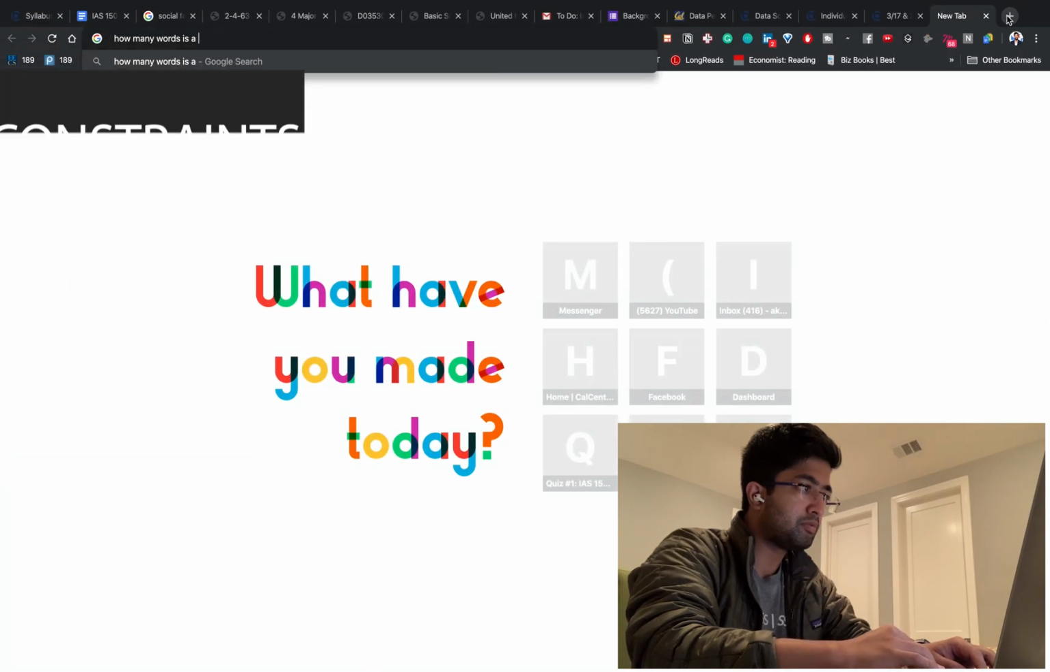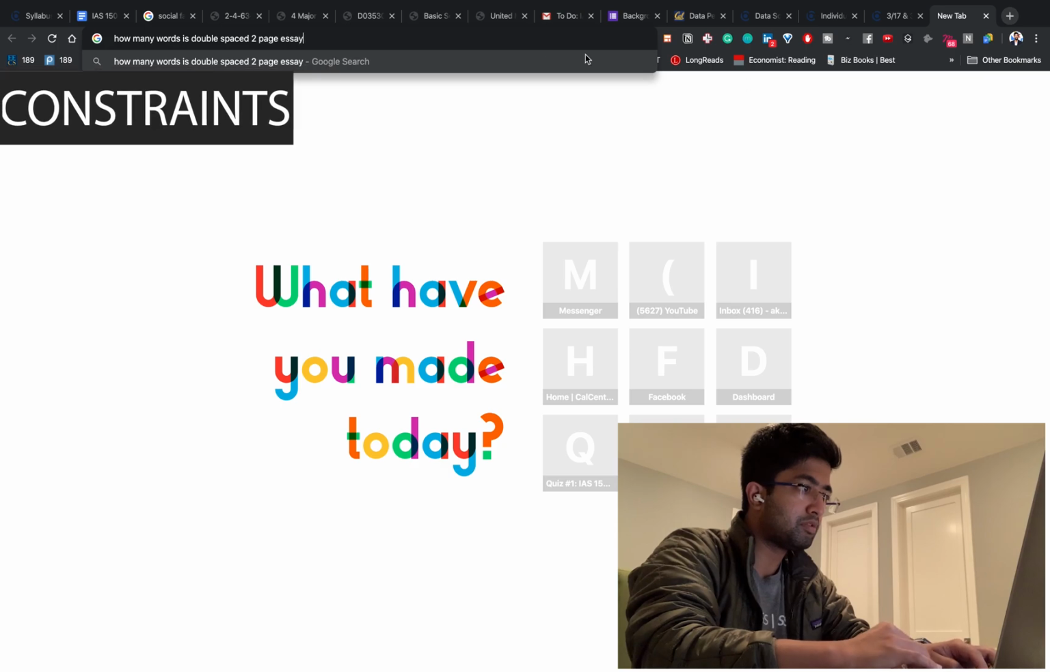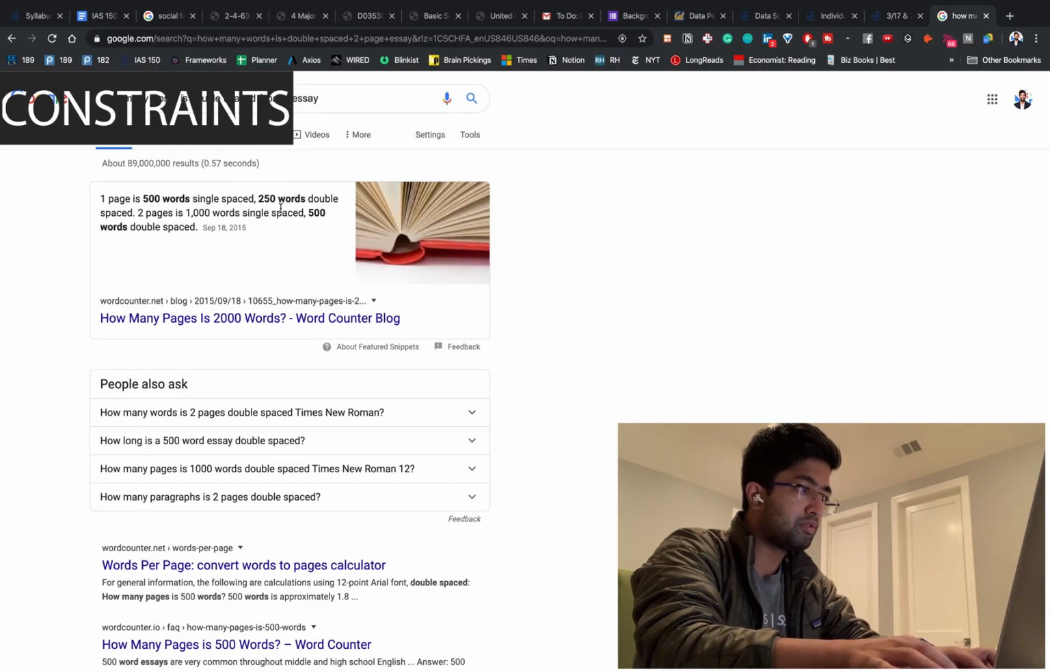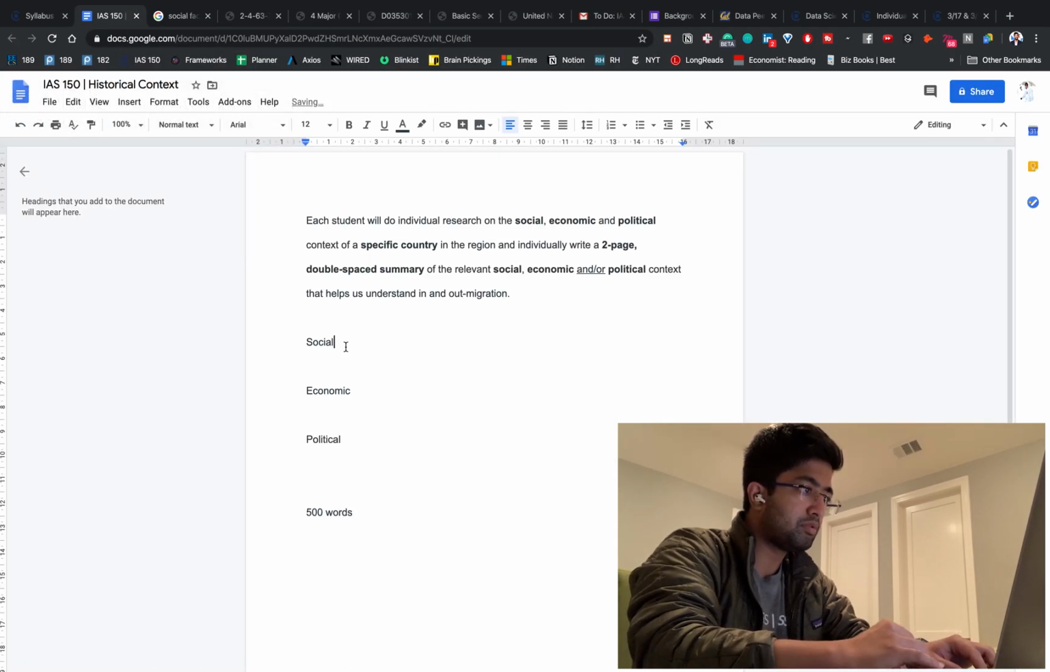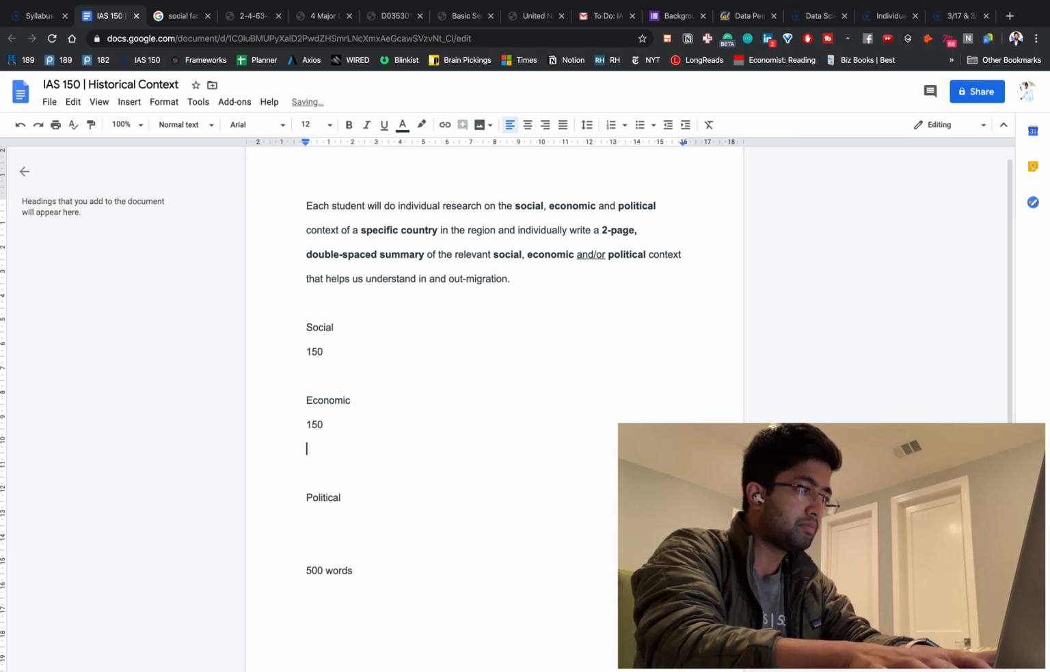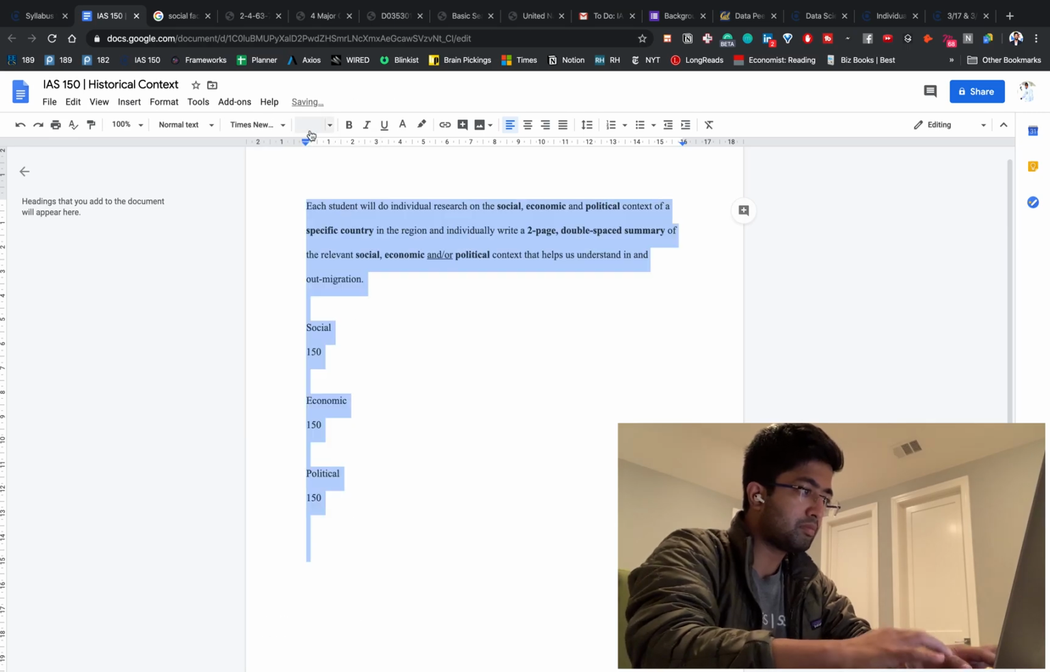Now, once I'm done with that, I further constrain myself by knowing my word limit so that I don't overshoot it in the first place. I then divide my 500 words into the three segments, allotting 150 words to each, thereby adding further constraints.